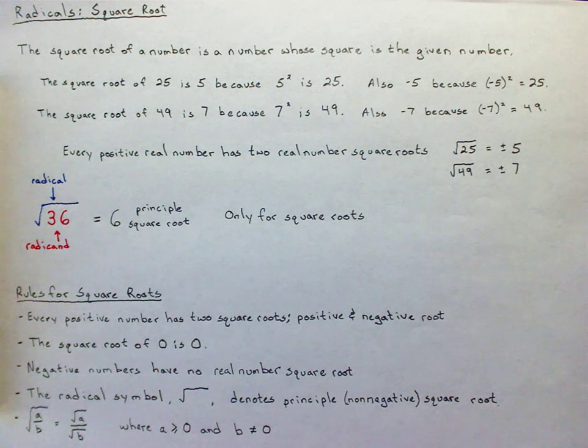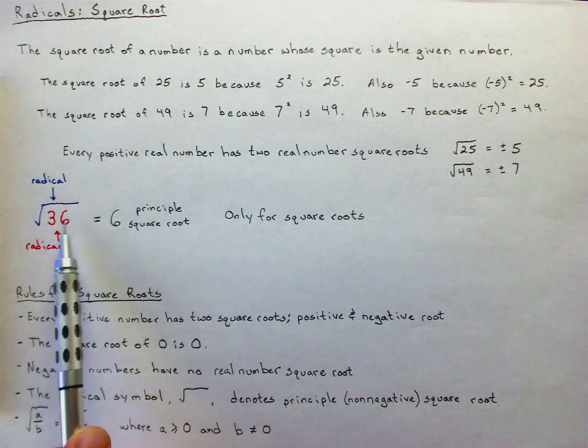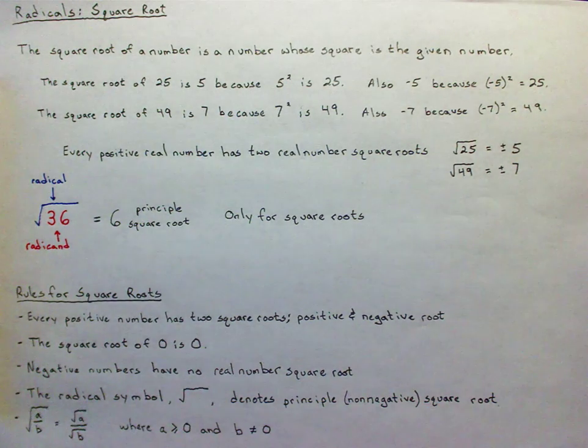But what we're going to primarily be concerned with is the principal square root, meaning the positive square root. So written as a radical, radical 36, the radical is the square root symbol, and inside the radical we call that the radicand. If I'm just looking for the principal square root, that is the positive answer. So the square root of 36 equals 6. Again, that is the principal square root.